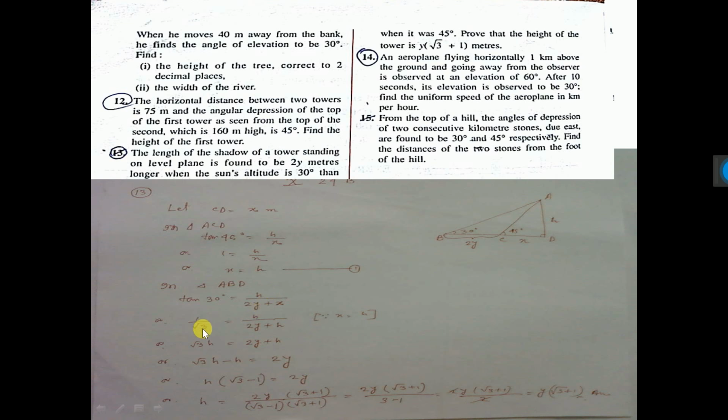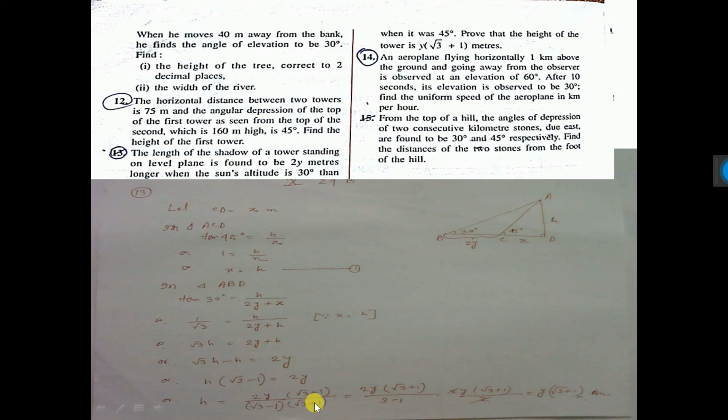Tan 30 value 1 by root 3, h by 2y plus x, and x equals h, that I put here. Now cross multiply, root 3 into h equals 2y plus h. Keep h on the left side and take it common, then it is coming root 3 minus 1. Then h equals 2y by root 3 minus 1.